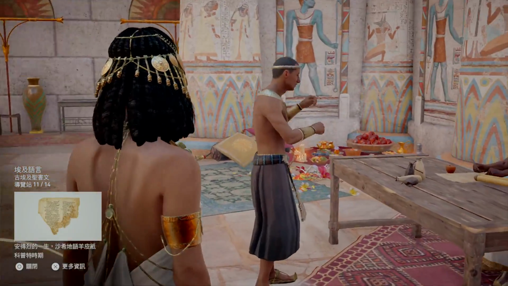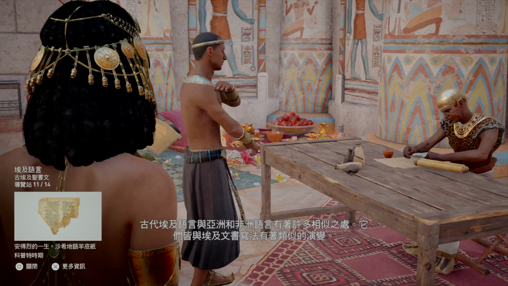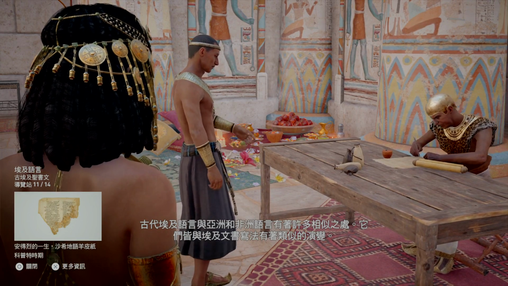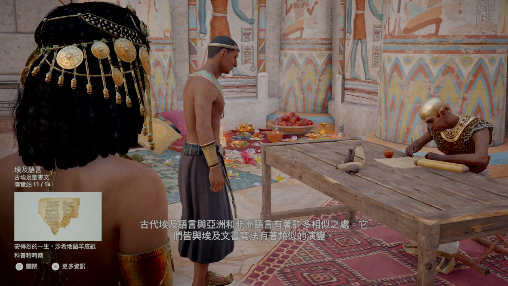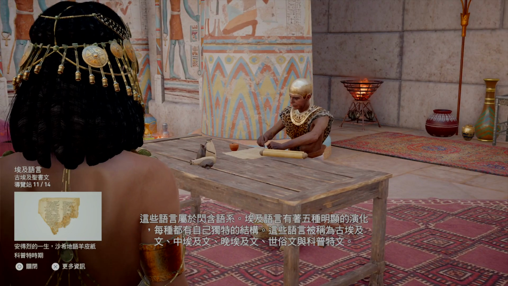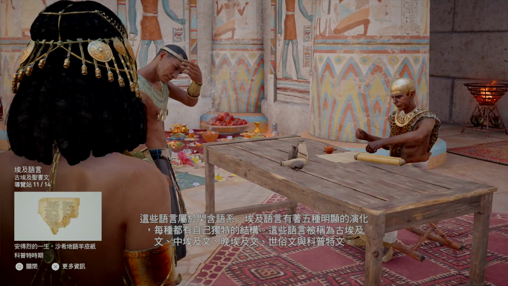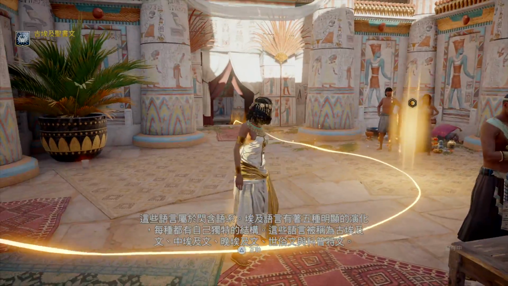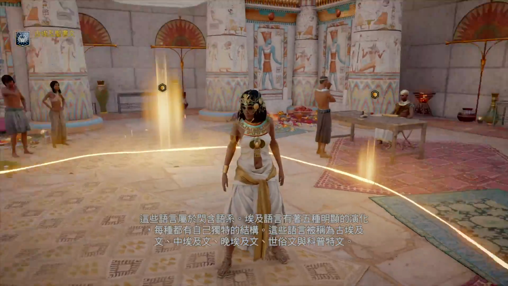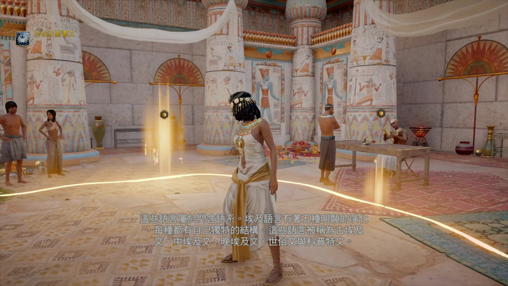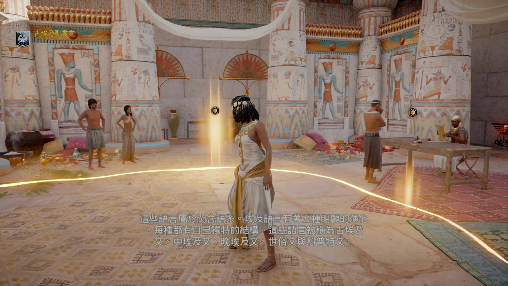Ancient Egyptian languages have many similarities with Asian and African languages. They have evolved in similar ways to the various forms of written Egyptian. These languages belong to the Hamito-Semitic group. There were 5 clear evolutions in the Egyptian language, each with their own distinctive structure. These languages are known as Old Egyptian, Middle Egyptian, Late Egyptian, Demotic, and Coptic.